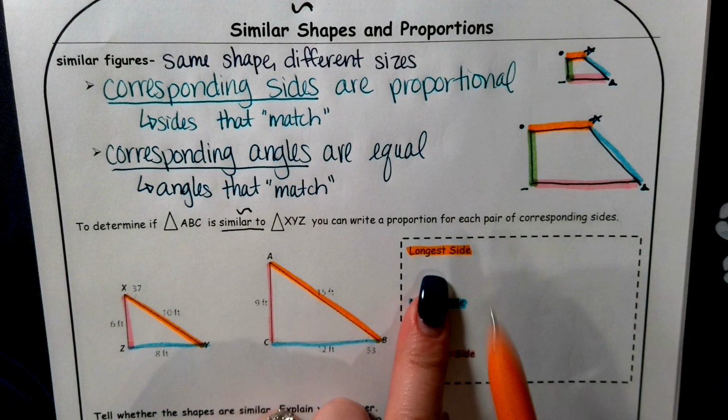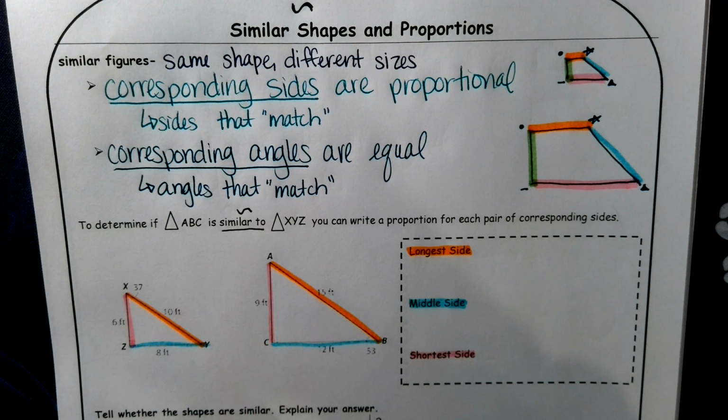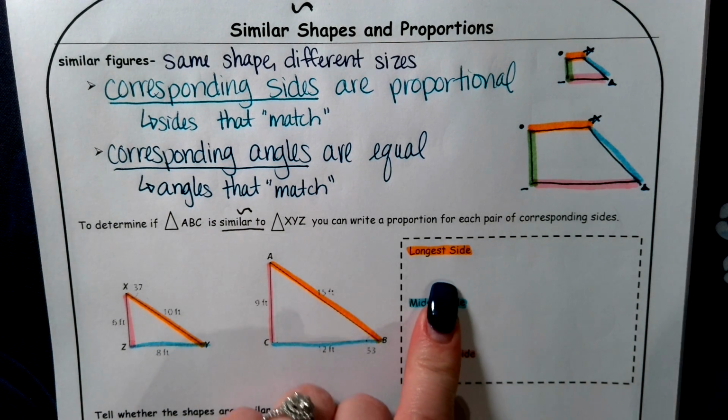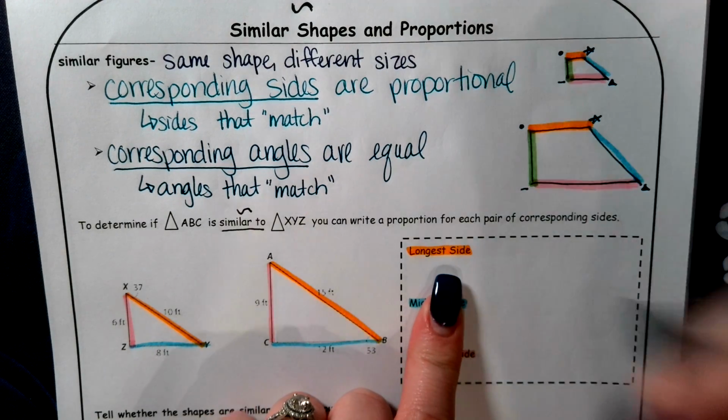So when we're trying to determine if these two triangles are proportional, we want to set up a ratio and see if they all simplify to the same number. So if I have the longest side, I first want to start out with a word ratio.